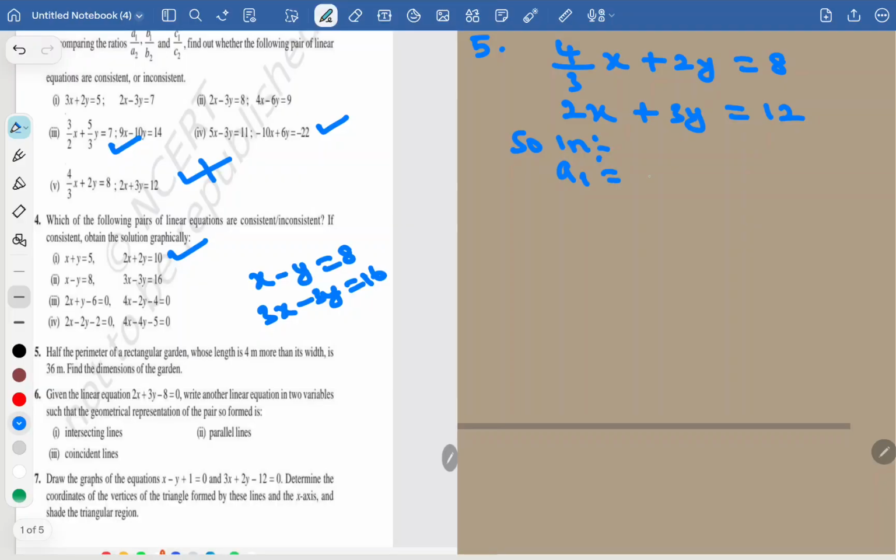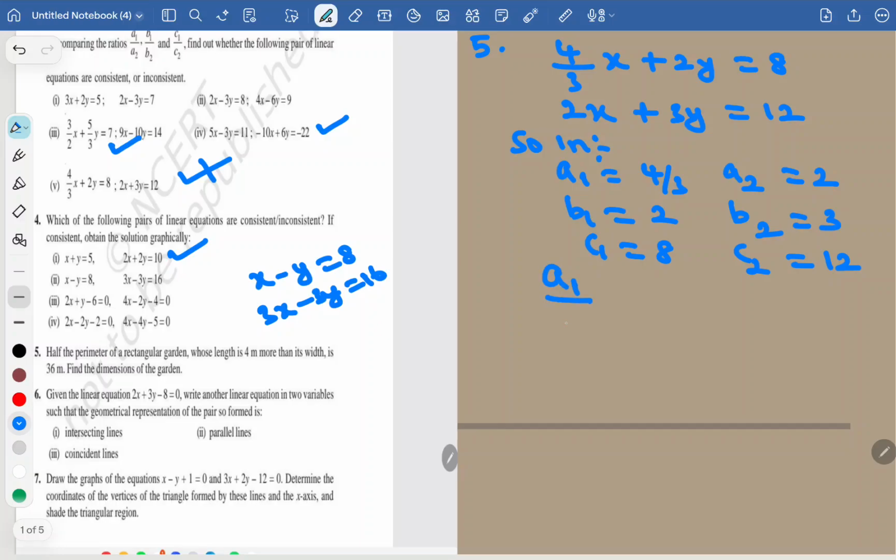Straight away, what is a1? 4 by 3. What is a2? 2. b1 is 2, b2 is 3, c1 is 8, c2 is 12. Now find the ratio. a1 by a2 is 4 by 3 by 2, b1 by b2 is 2 by 3, c1 by c2 is 8 by 12.